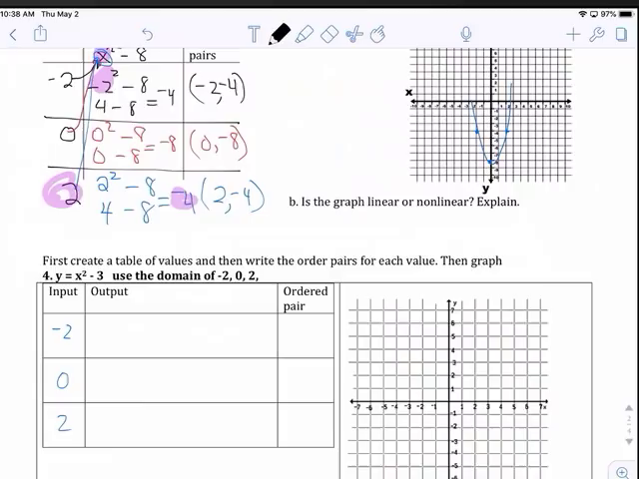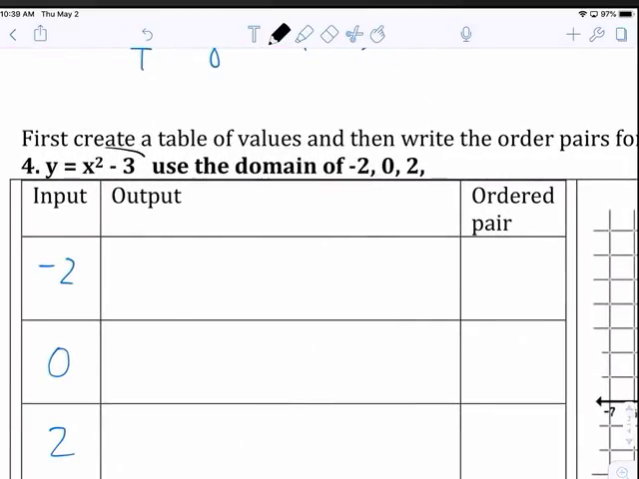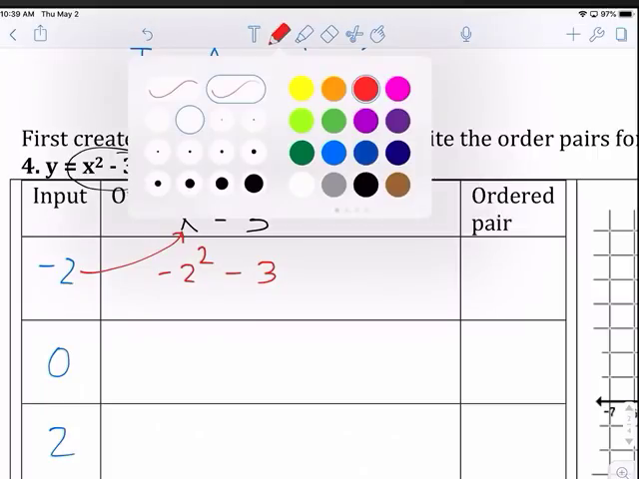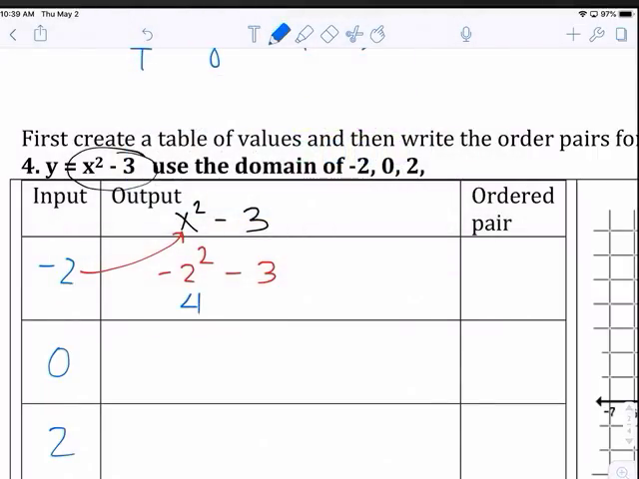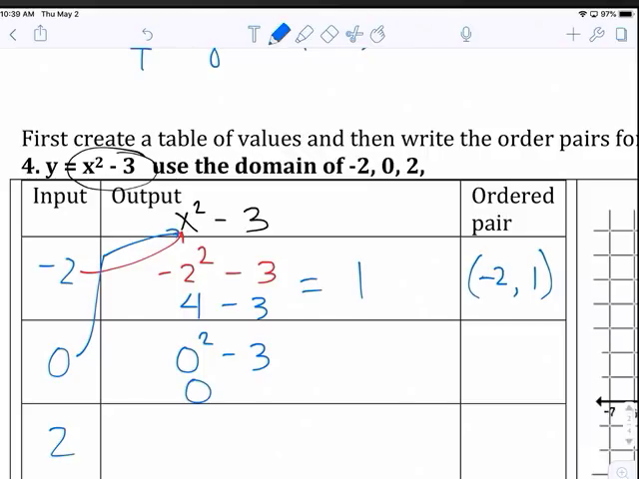So here you have x squared minus 3, that's the problem. Substitute it in, negative 2 squared. So what's negative 2 squared, Kingsley? Negative 2 squared is 4. Minus 3, the answer is 1. So the ordered pair is negative 2, 1. Here, put 0 in there. 0 squared minus 3 is 0 minus 3, which is negative 3. So this is 0, negative 3.